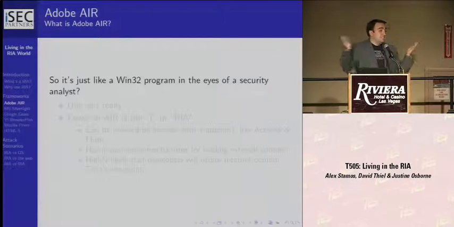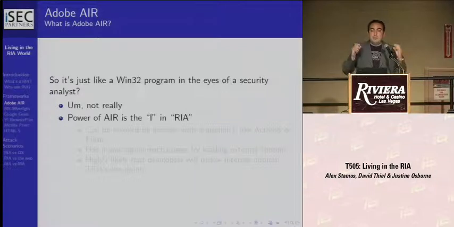So because it's a desktop application, shouldn't we just write it off as, if it's malicious, that's fine. If it's not, that's fine. It's all up to the user? Not really, right? It's not just like a normal, say, Win32 program on a desktop. The power of AIR is the I in RIA. It's the internet connectivity part.